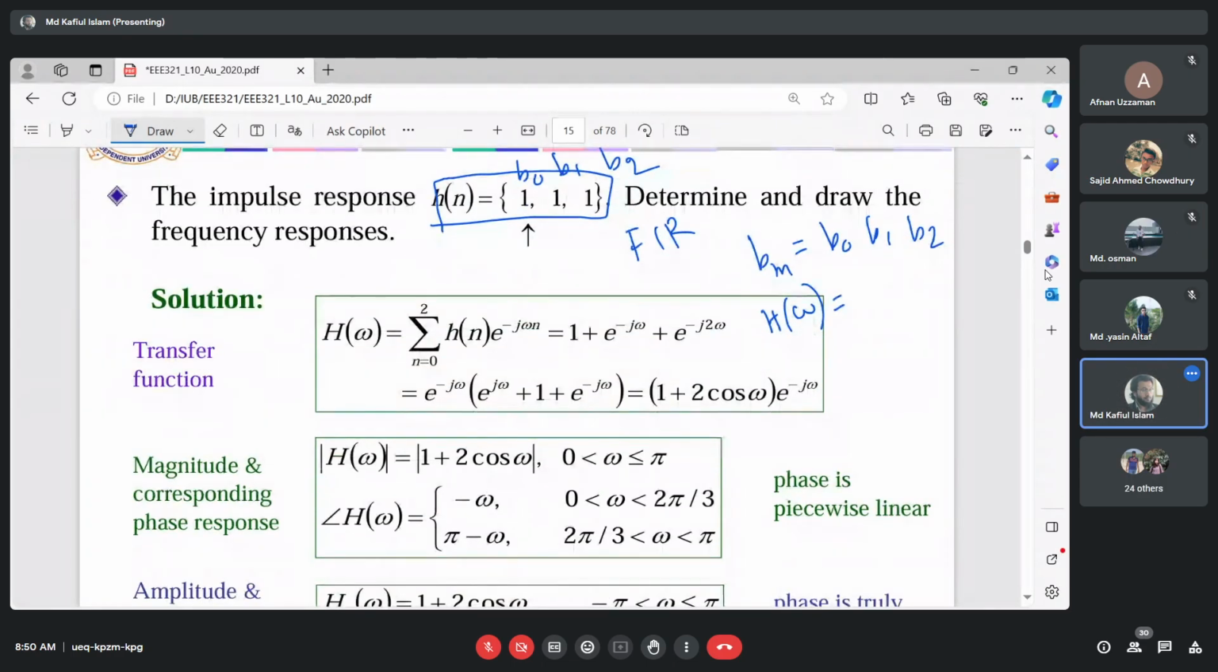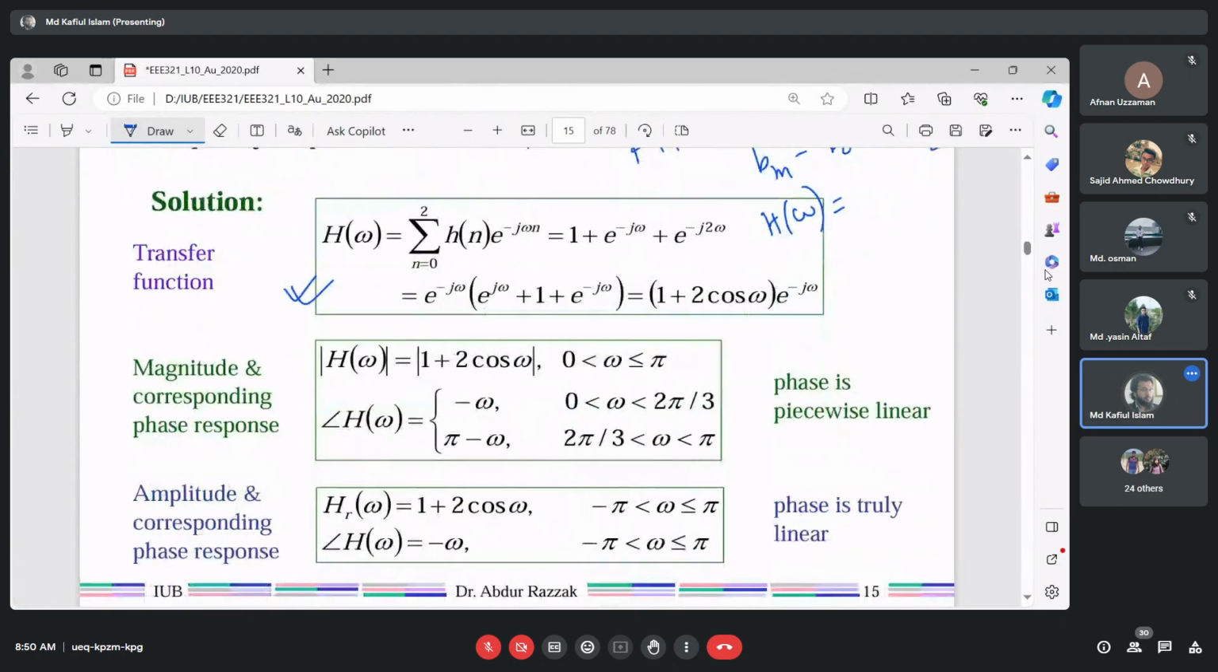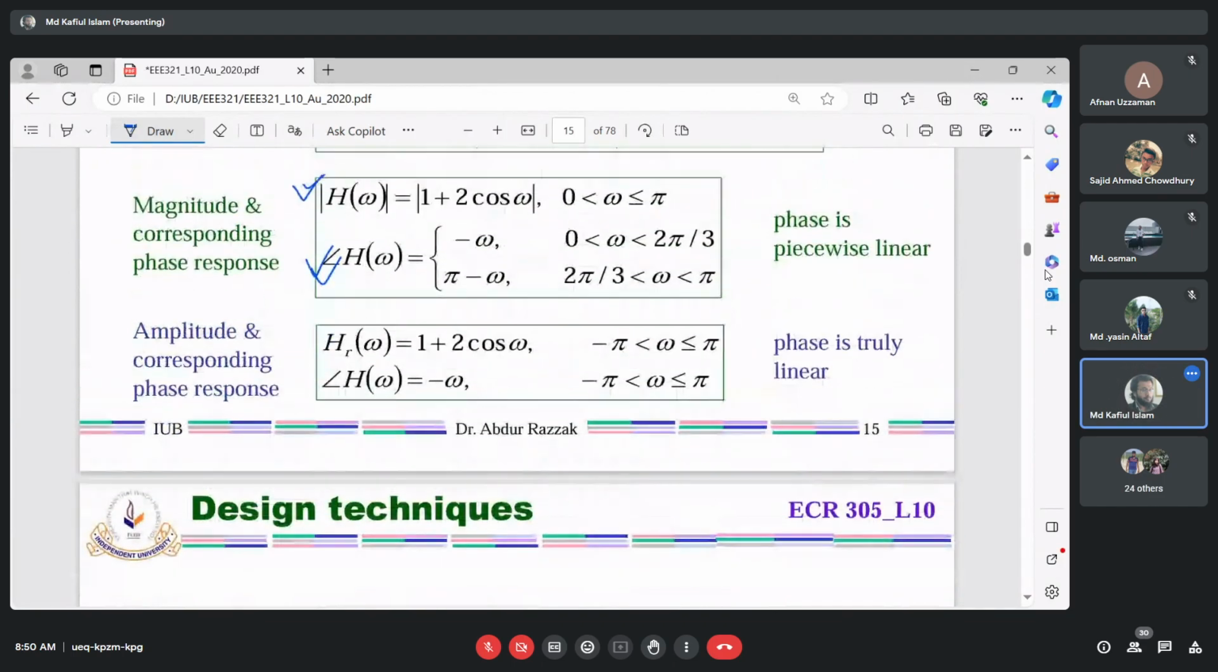So if you are asked to determine and draw the frequency response, this is the determination of the frequency response. Now you know that frequency response refers to two parts: one is the magnitude and the other is the phase. This is something that we talked about before, and then accordingly you can draw that response, right?